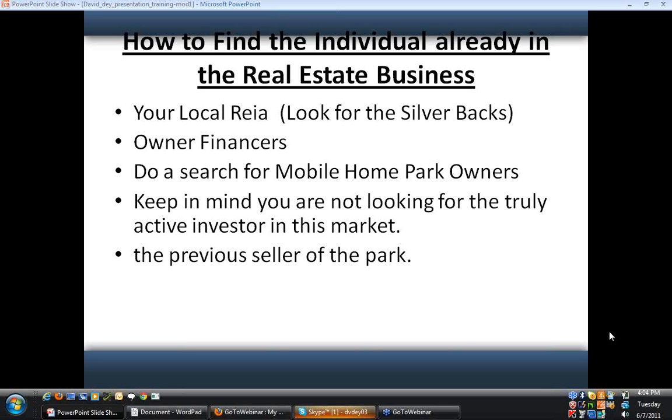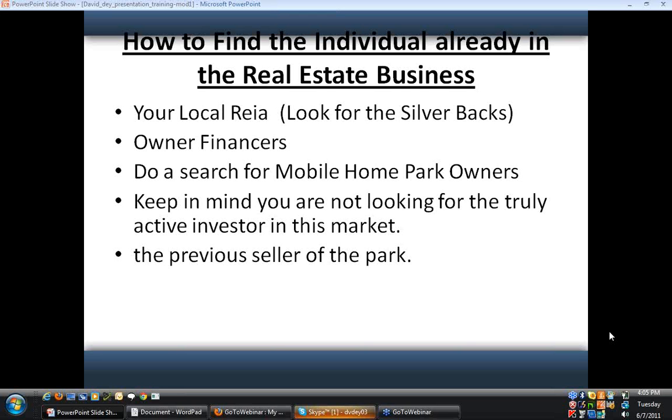As I mentioned, we talk about the previous seller of the park, and that's a phenomenal resource. Again, you go to your assessor's office, you get the list of the mobile home parks, and you just check to the previous owner, and they're a phenomenal resource as well. They probably have amassed a great retirement, and that's an ideal category for you to go after.